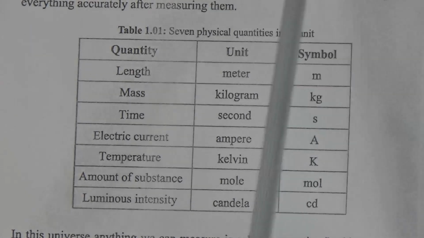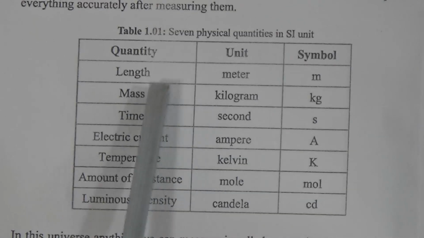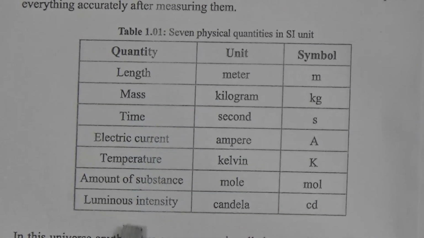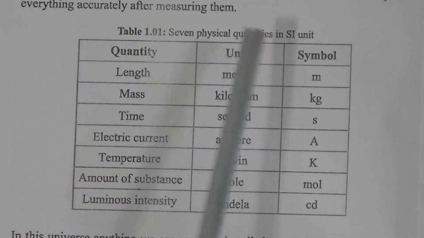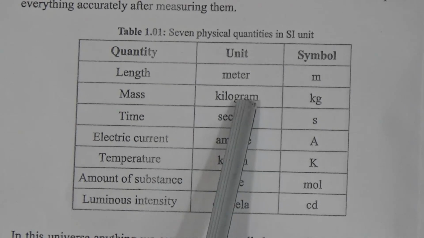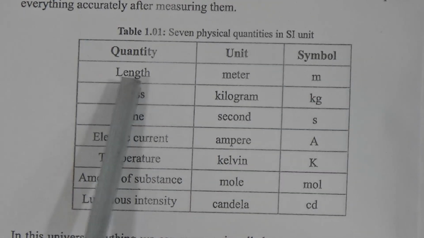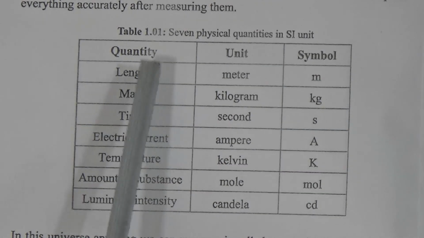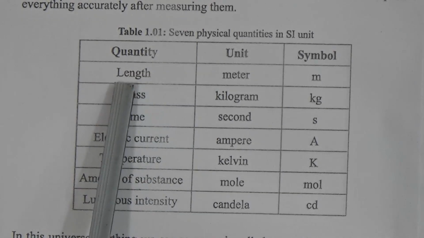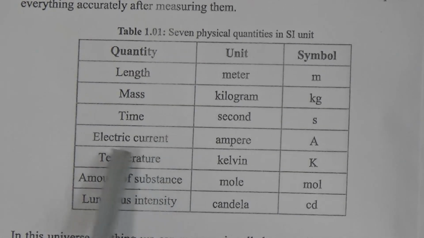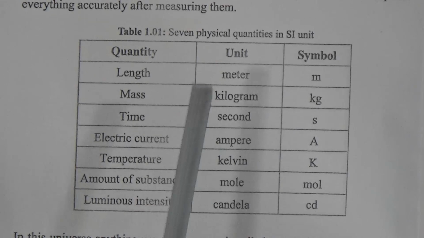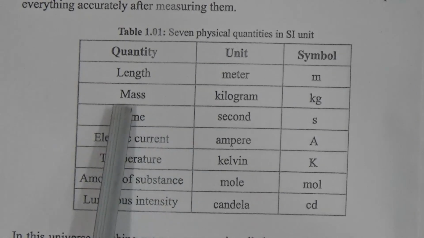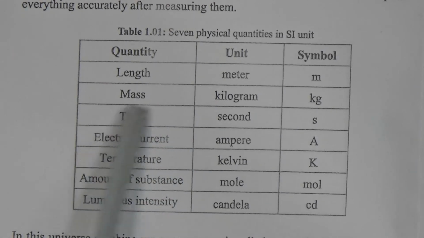At first, there are some quantities. Here are 7 physical quantities in SI units, with SI units and symbols. Now there are 7 quantities here. First one is length, mass, time, electric current, temperature, amount of substance and luminous intensity. My dear students, these 7 physical quantities are very important and you have to memorize them properly.